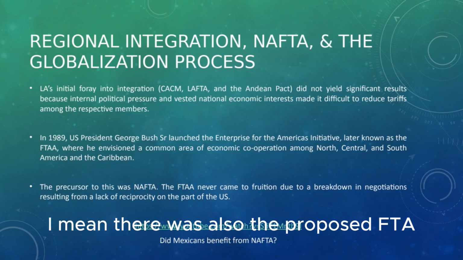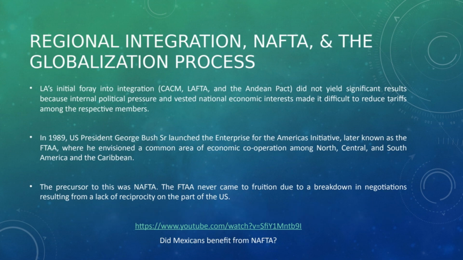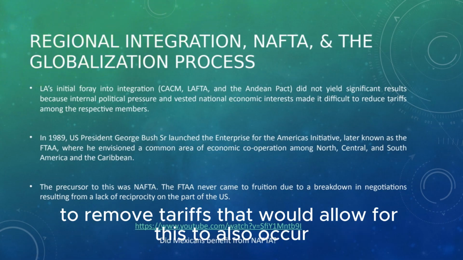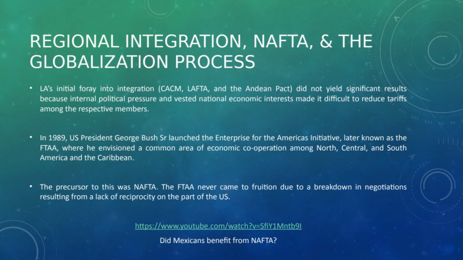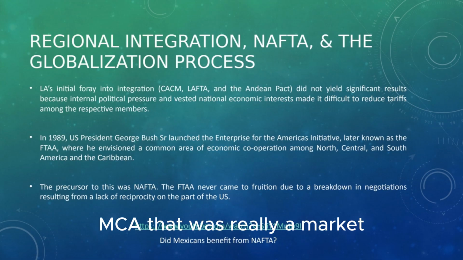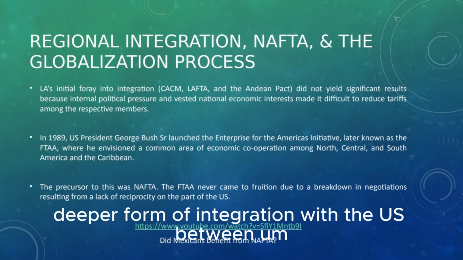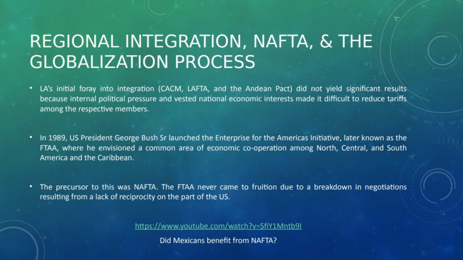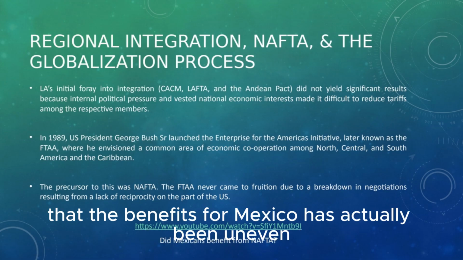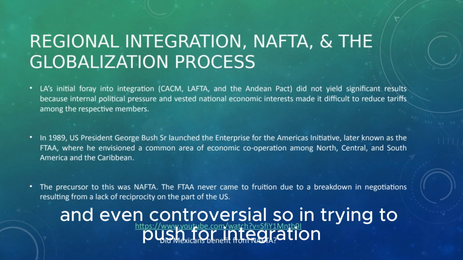There was also the proposed FTAA, the Free Trade Area of the Americas, that George Bush Sr. was trying to push, to have the entire region from Canada all the way to Argentina and Chile in one area where tariffs would be removed. However, it never came to fruition. So far, we have NAFTA, which is now the USMCA, a deeper form of market integration between the US, Canada and Mexico. But we're seeing that for Mexico, the benefits have actually been uneven and even controversial.